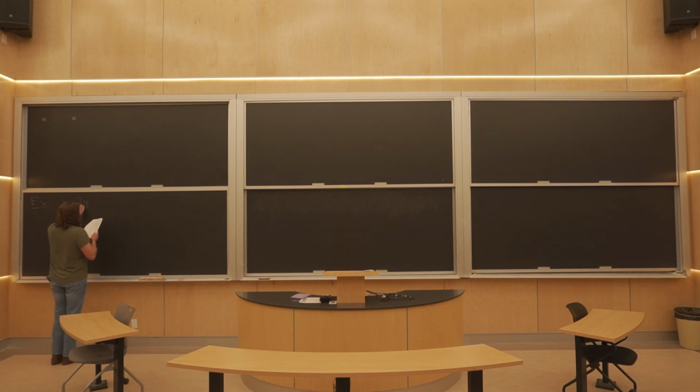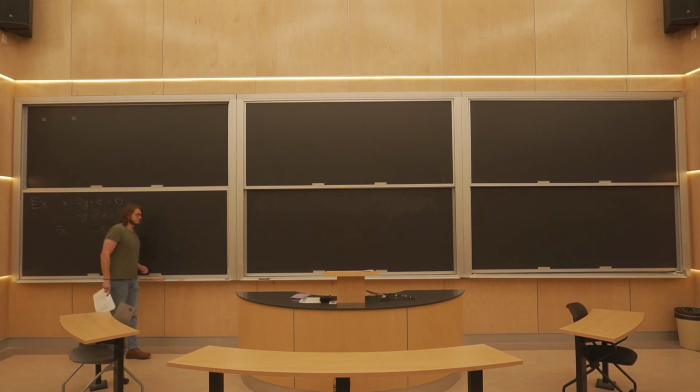x minus 2y plus z equals 0. 2y minus 8z equals 8. 5x minus 5z equals 10.